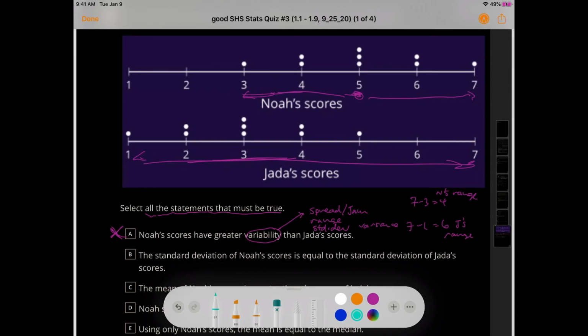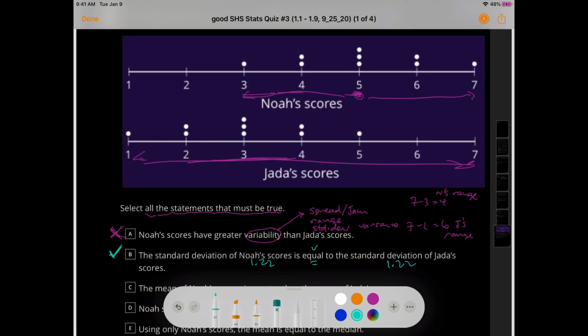Okay, so you can do this by putting in your calculator. I'm going to quickly put this into my calculator. All right, so if you run through the calculator, they both have a standard deviation of 1.222. So are they equal? And that is true. Now, how do you do that?